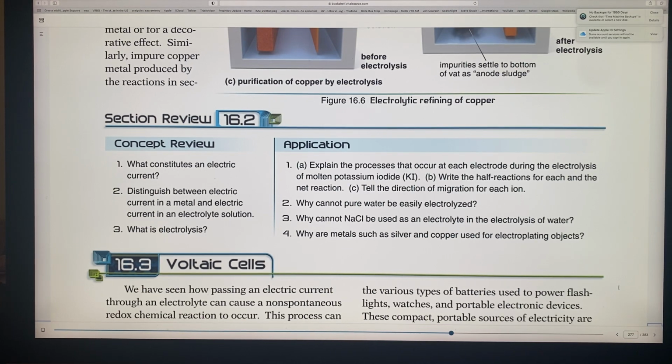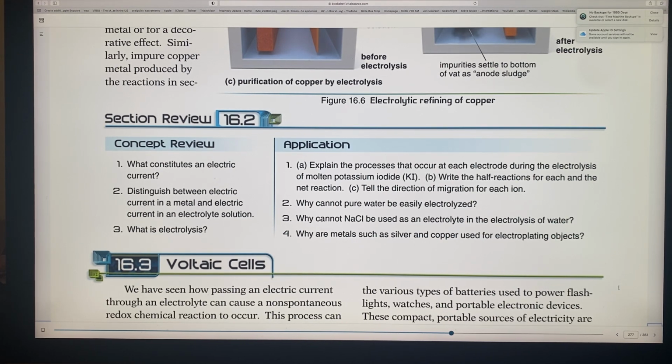Why are metals such as silver and copper used for electroplating? The silver and copper are weaker reducing agents than hydrogen, so their ions are more easily reduced, and hydrogen's not going to take over. They are also more easily reduced than water. So they're weaker than hydrogen and stronger than water. You get where they'll react, and the silver plating will happen easier and faster.